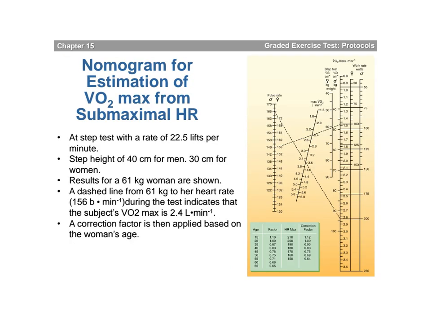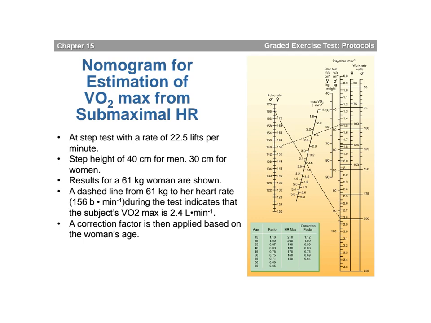It turns out that the same nomogram we used previously for the cycle ergometer test can also be used with a step test. In order to use it, the step test should have a rate of 22.5 lifts per minute, and we should use a step height of 40 centimeters for men and 30 centimeters for women. The results for a 61 kilogram woman are shown.